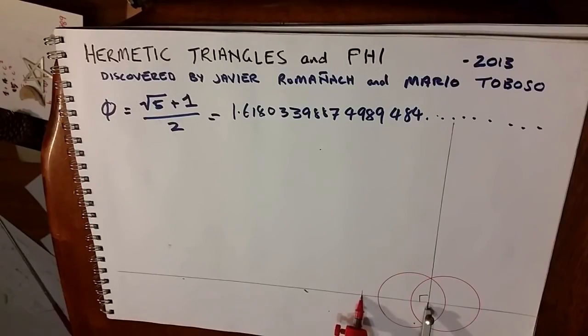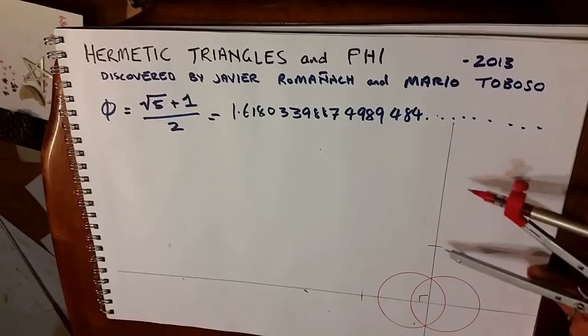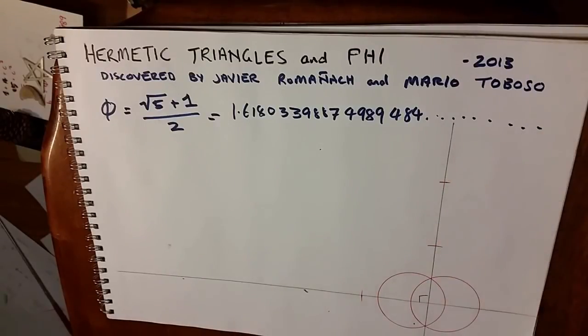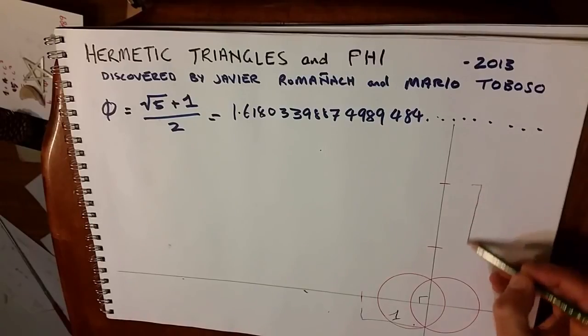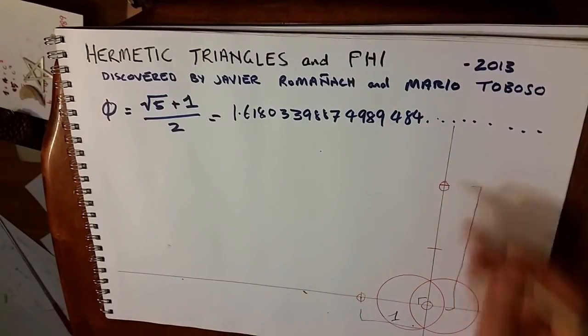I've marked the horizontal. Now I'm going to do the same on the vertical line. Put my point. And so what we've done is we have 1 wide and 2 high. Simple as that. Okay, so just to highlight 1, 2, 3 points.